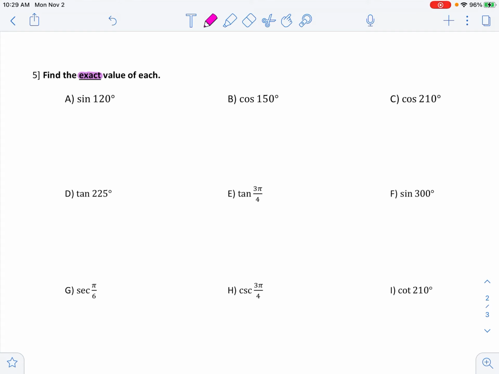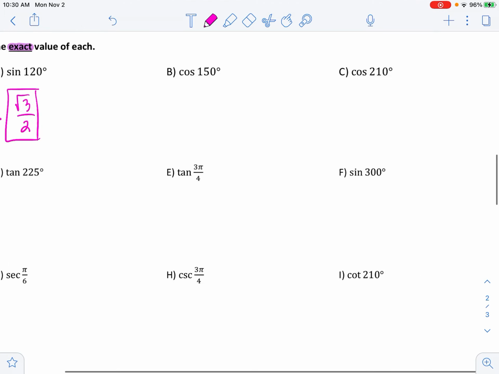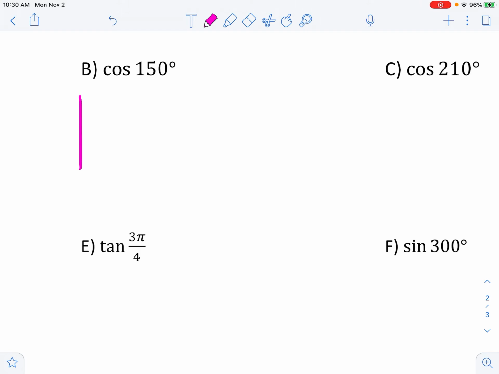All right, so 120, that's what I look at first. 120 is not in my first quadrant, so it's not one that I have memorized for my first quadrant. So I say, okay, what quadrant is it in? 120 is in my second quadrant. How far is it away from the x-axis, or what is the reference angle? 60 degrees. What's the ordered pair for 60 degrees? 1/2 √3/2. But this is left and up, so that's the ordered pair. Sine is the y value, so my answer is √3/2.